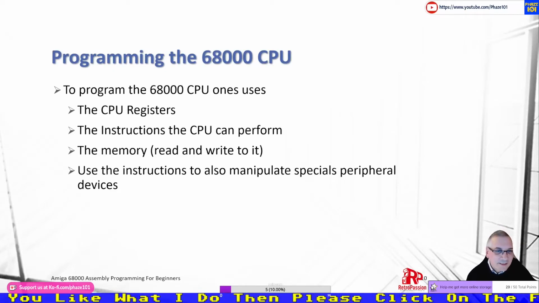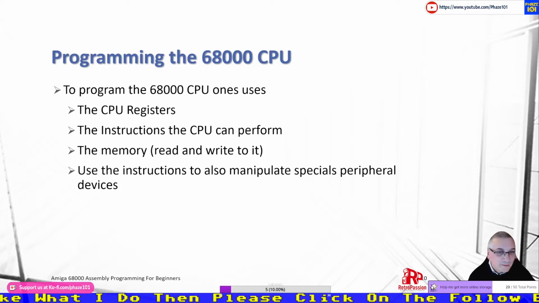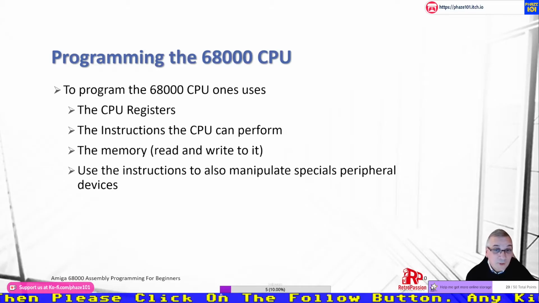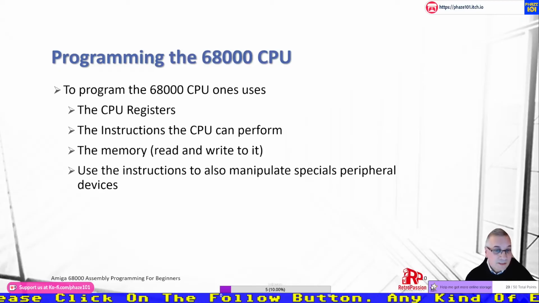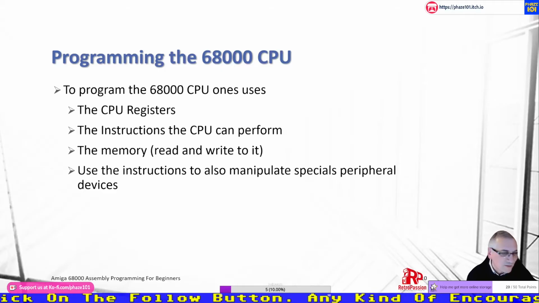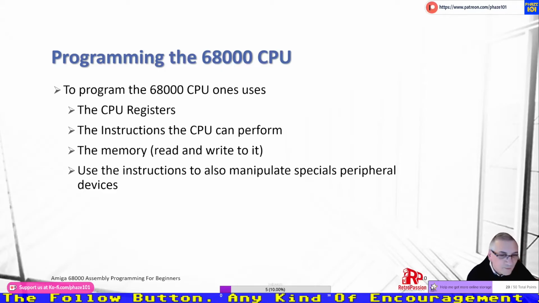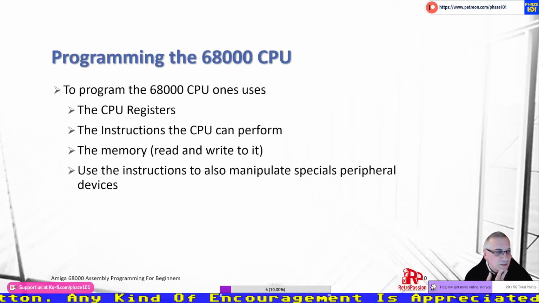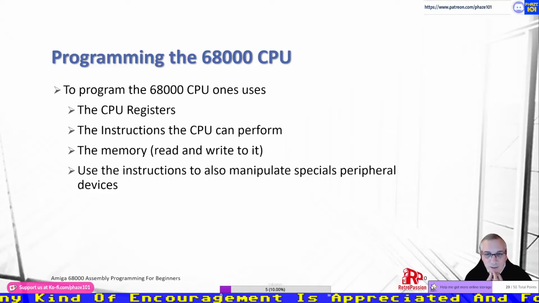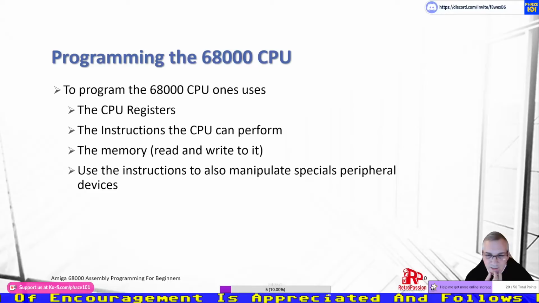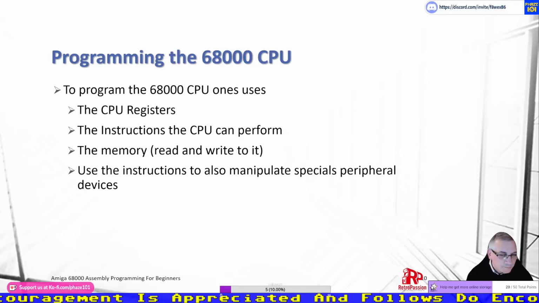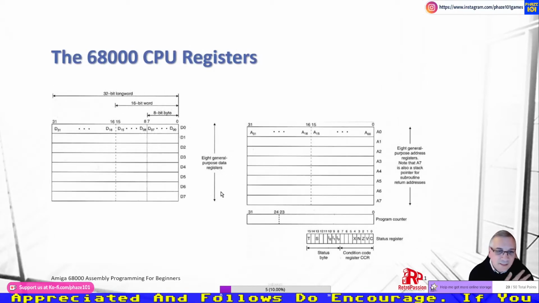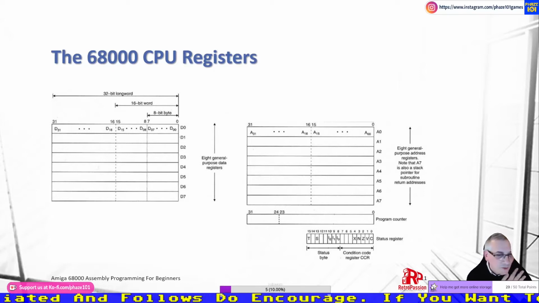To program the 68,000, remember, we said bare metal. To program the 68,000 CPU, one uses the CPU registers, of course, the instructions of the CPU, the memory that comes with it, and you manipulate devices or I/O by accessing the special registers that are available depending on your hardware.